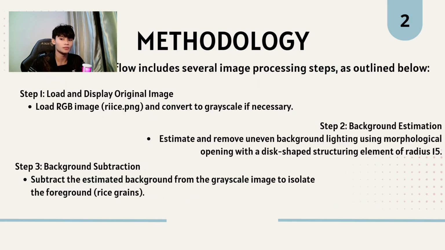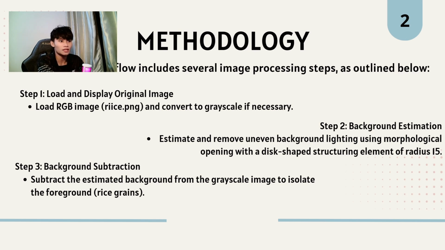So next is our methodology. Our workflow includes several image processing steps. First step, we load and display the original image. First thing first, we load the RGB image. For our situation, we call it rice.png, and we convert it to grayscale if it is an RGB image. If it is a black and white image, it doesn't require us to convert to grayscale.